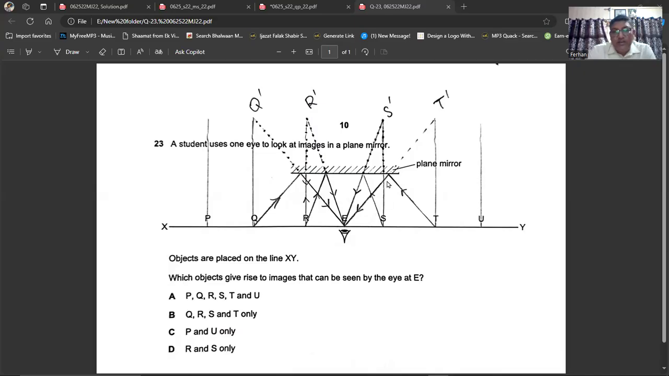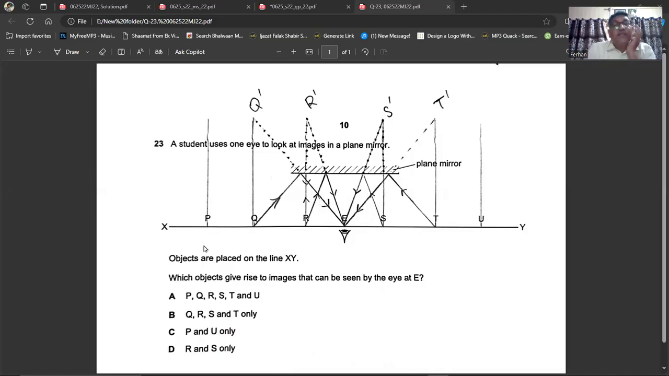I take a perpendicular line from S to the mirror. The distance of S from the mirror, the same distance I go behind the mirror. Then I join this point with the eye. When it cuts the mirror here, I join it with S. So from here, the light has been reflected because these two points are on the mirror from where these rays have reflected. So that means R and S, they both can be seen by the eye.